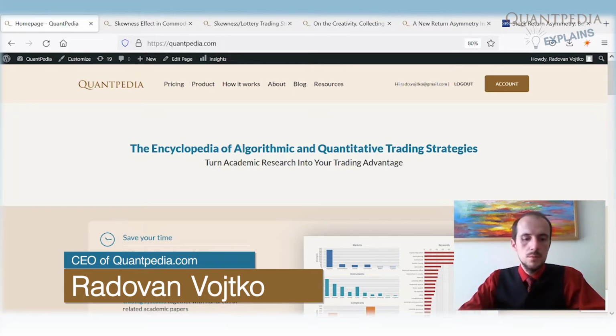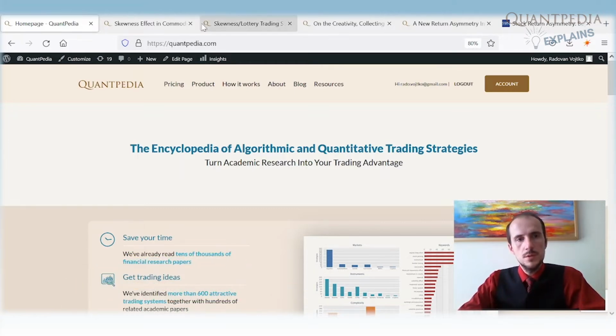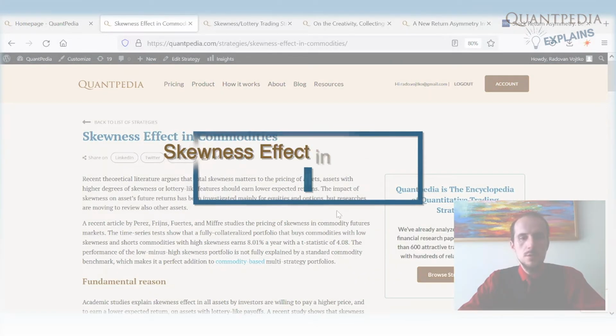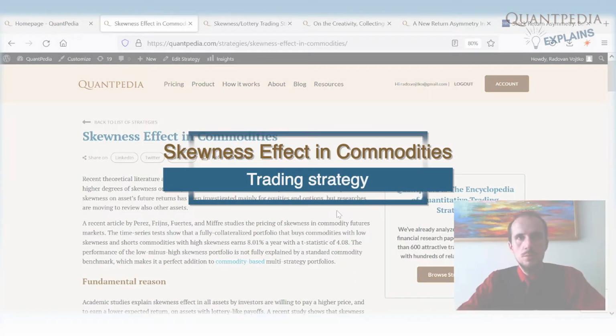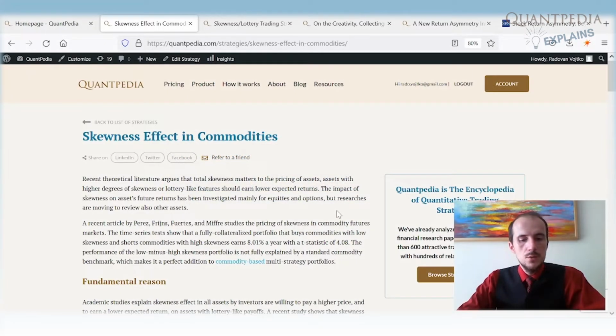If you remember, in my previous videos we discussed the skewness effect in commodities. This skewness effect was based on the finding that most of the people in financial markets prefer the positively skewed assets. Those positively skewed assets are assets that have a higher probability of a higher percentage win. Because of that, they are usually overpriced.